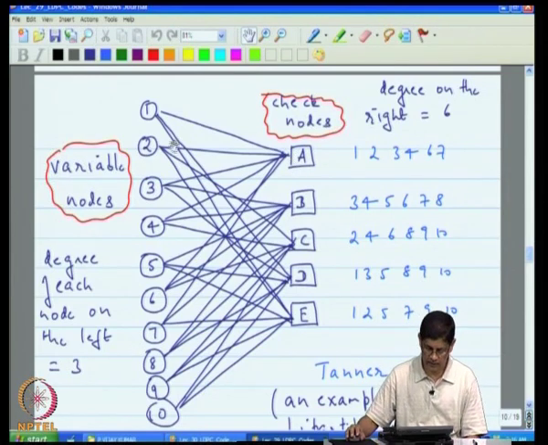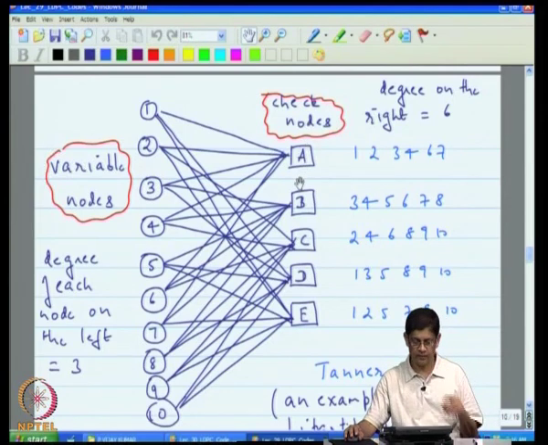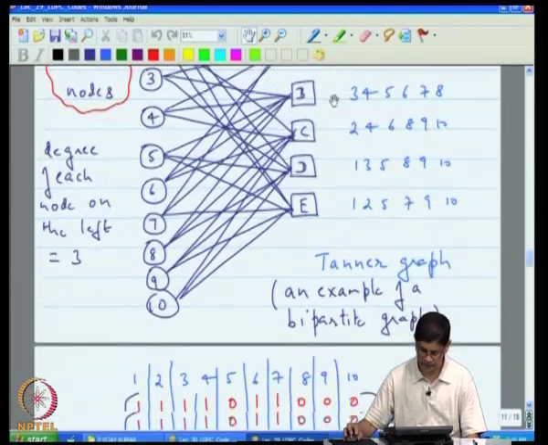So you can visualize all these edges as identifying the code symbols which need to sum to 0 under the parity check represented by A. This graph is bipartite, and it is called the Tanner graph.